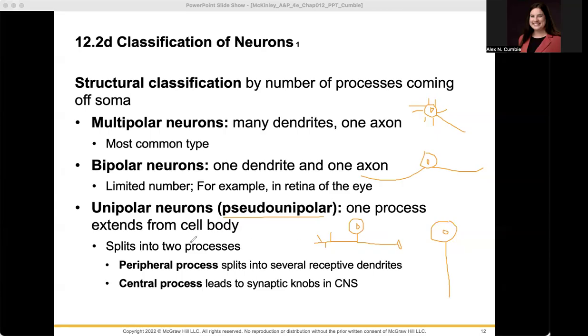So again, typically we see these unipolar neurons with certain types of senses that we have in the body, so sensory neurons. Bipolar neurons are also sensory neurons, but they're special sense ones for those special ones in the head, like taste, vision, hearing, that type of thing. And then the rest of the neurons in the body typically look like this nice one, multipolar. That's just for our classifications here.